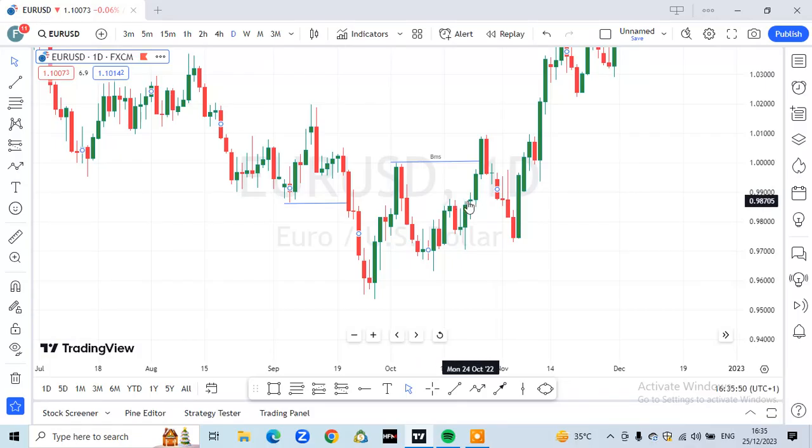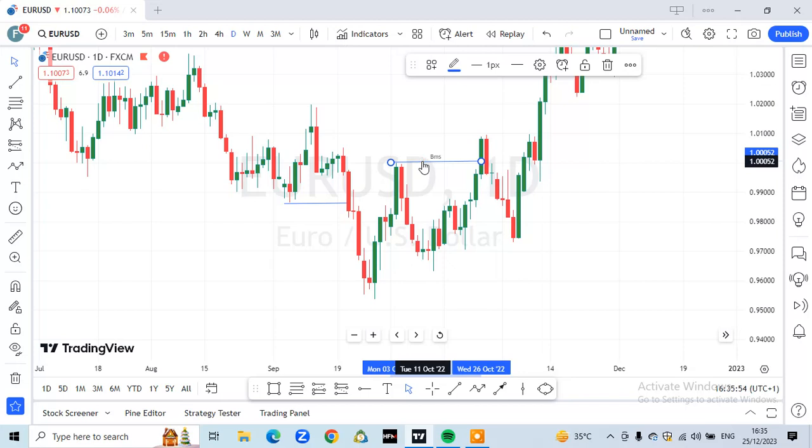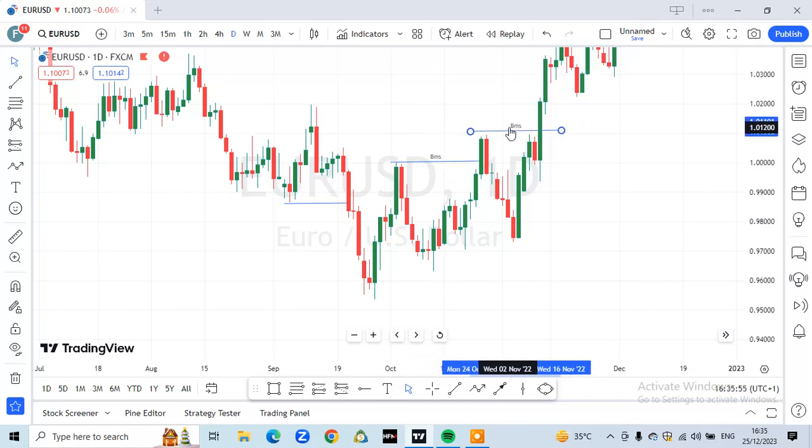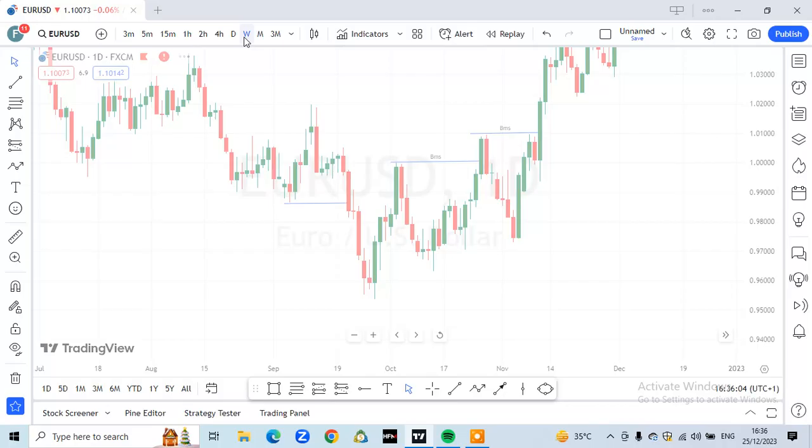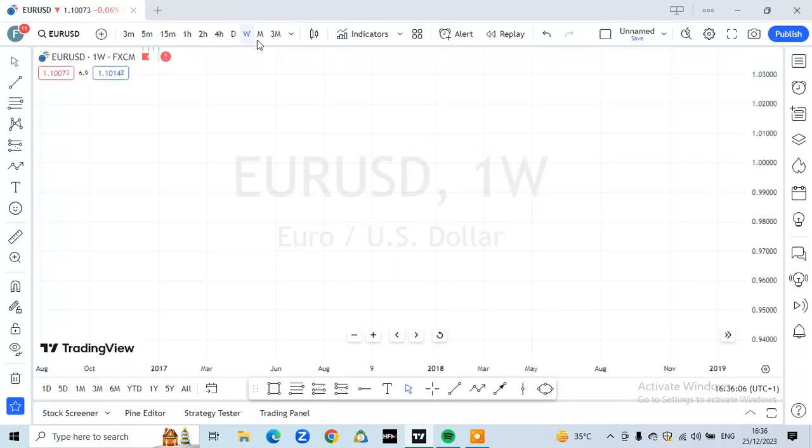For me, it can be anticipating, oh, the market is about to buy. Can you see that? And I repeated that again here. Can you see how clean it is on a daily time frame? But you can also understand that even with your weekly time frame.